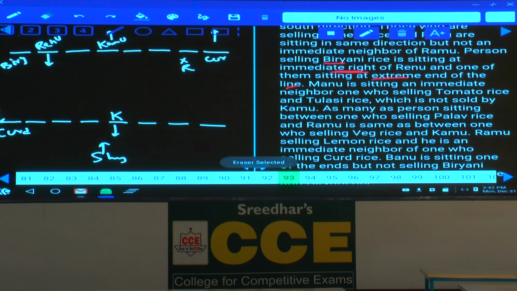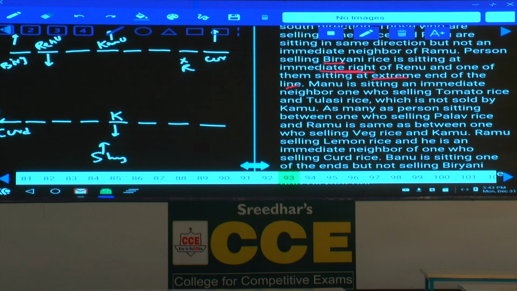Then Manu is sitting. If Renu is sitting, then if you take this Renu, the person selling biryani rice is sitting at the immediate right of Renu, and one of them is seated. If one of them is seated here, then on the immediate right-hand side, this person is facing towards which direction? North, isn't it? Now the person who is at the corner is also facing towards north here. Then if Renu is here, biryani will be to the right-hand side. There is one more possibility here, because if Renu is at this place, the right-hand side will be, because these persons are facing towards north, isn't it?